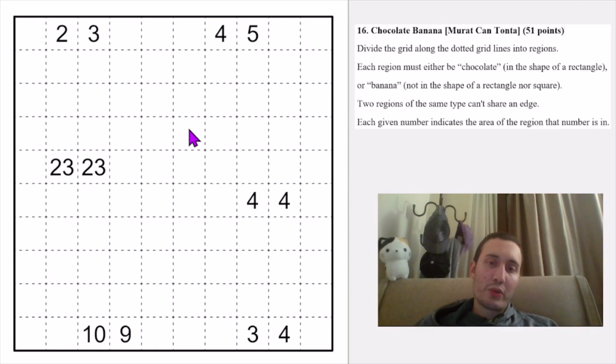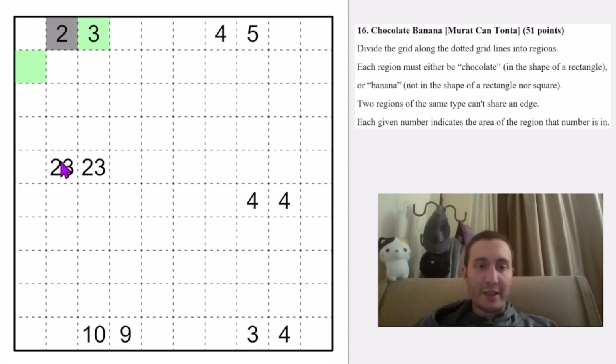1 and 2 clues are always chocolates because a single cell is just a square and a domino is always a rectangle shape, so you can always know the color of the 1 and 2 clues. Now these two are touching, but they are of different values, so they cannot both be chocolates. So this 3 is a banana. This 2 goes to the left or down.